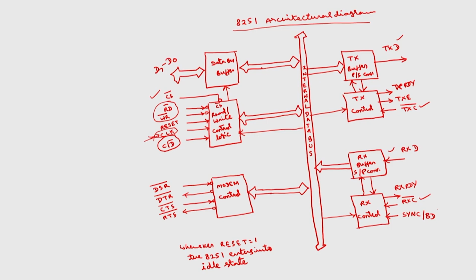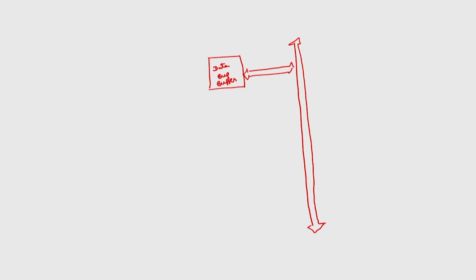Okay. Now, coming to read bar, write bar and C by D bar. If we go into some more details of these, this is the internal data bus. So, I am going to draw that detailed diagram of this C by D bar controller logic. This is the data bus buffer. Then we have read write control logic.